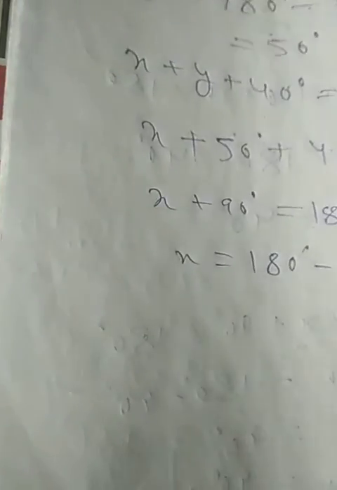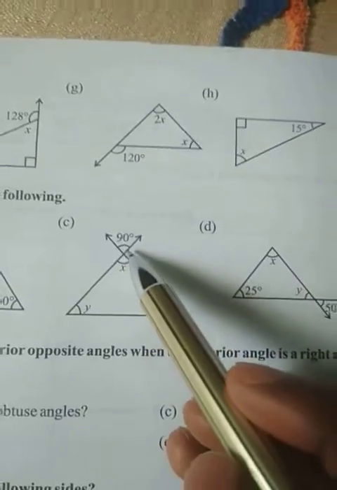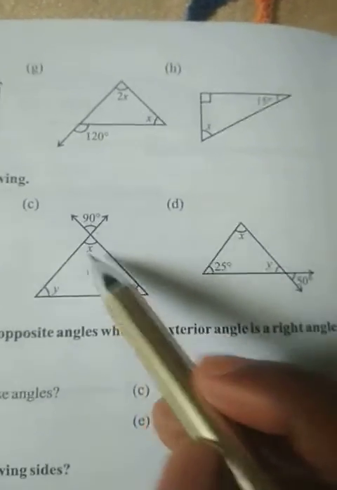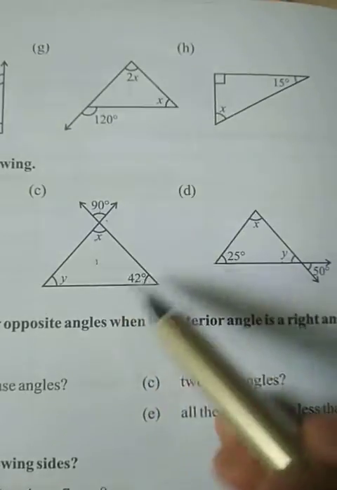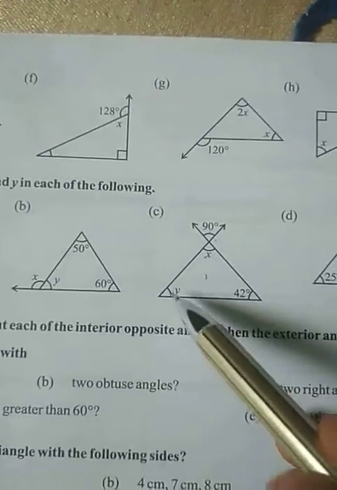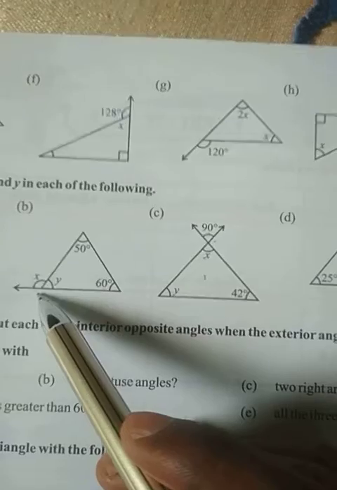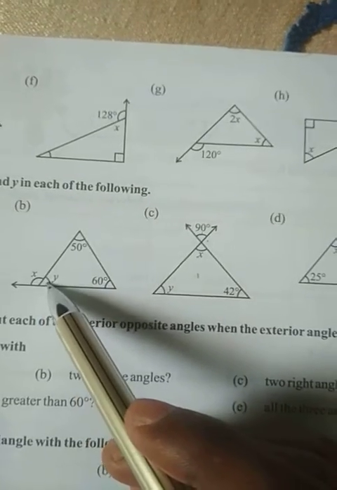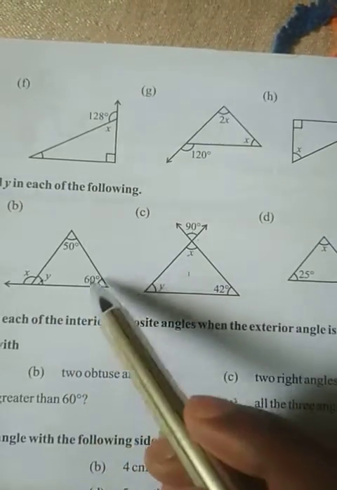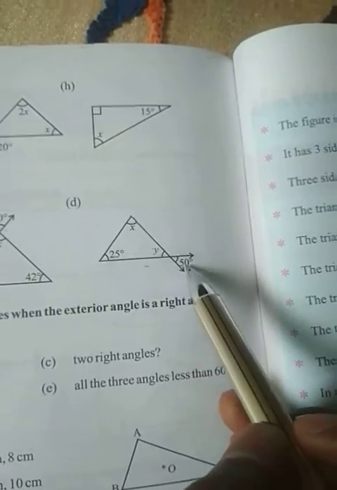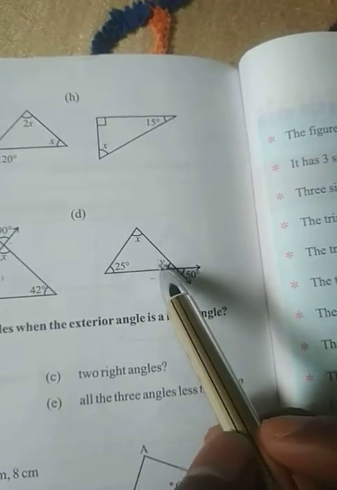In this way you can solve. There will be another way. Look at that here. This is vertically opposite angle. So value of x is 90 degree. And similarly you can find the value of y. Here x plus y is 180 degree. y plus 50 plus 60 is 180 degree. Here y and 50 are vertically opposite angles. So value of y is 50. So similarly you can find out the value of x.